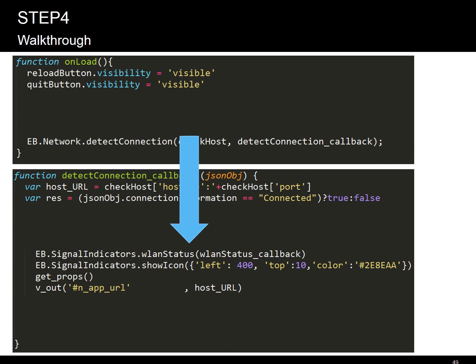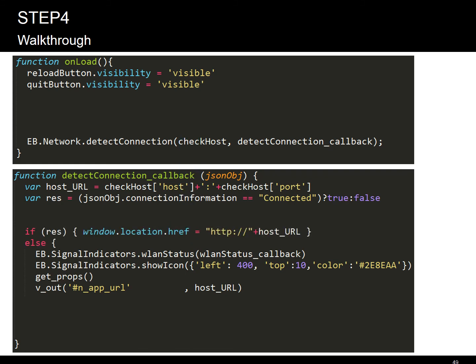Now, implement some logic in the network callback handler. That's where those extra variables become useful. The logic is simple. If we pass the check, we go to the page URL. If we fail the check, show the div and everything we used to show before. Okay, let's test it.